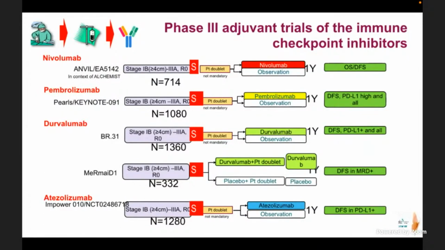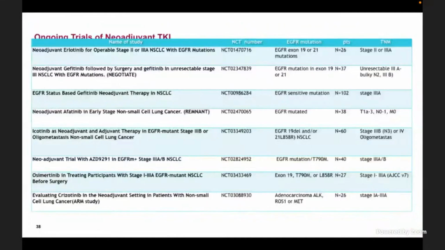The interesting thing is some of the trials don't even have chemotherapy doublet as the standard backbone. So they are randomizing after resection to IO. So it will be interesting to see what will be the outcome of the studies. But I'm not sure how many of our patients will be able to complete the whole course of 1 year with these drugs. So it will be interesting to know the data though.